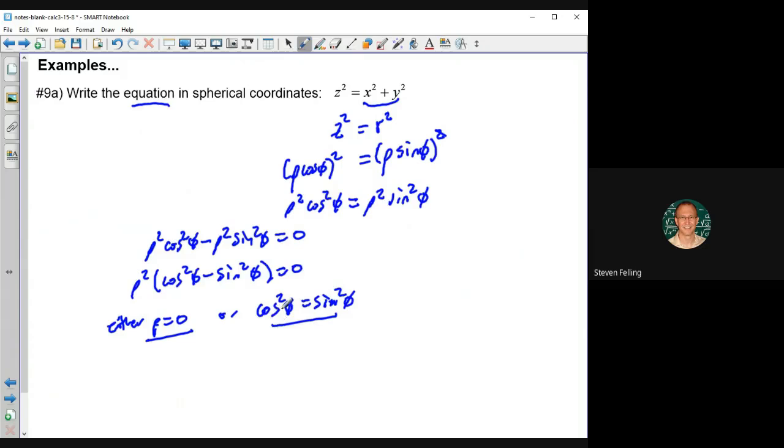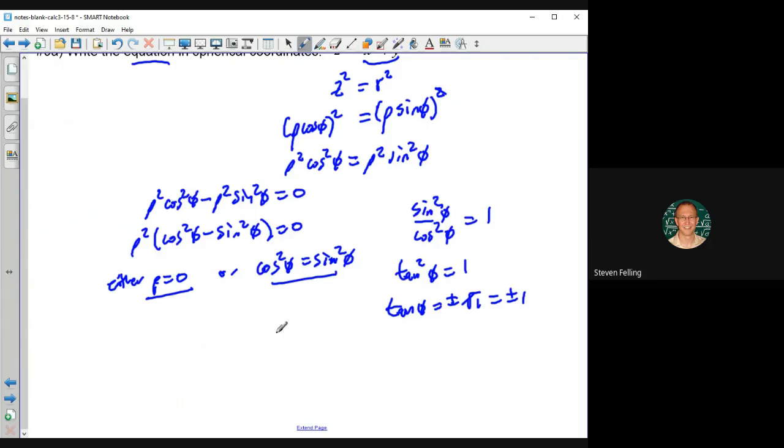So it's more that cosine squared of phi has to be equal to sine squared phi, right? And if you were to do a little manipulation here, you could therefore say sine squared of phi over cosine squared of phi would have to equal 1, right? Which is the same as saying that the tangent squared of phi has to equal 1, which is the same as saying that tangent of phi has to equal plus or minus the square root of 1, which would be plus or minus 1. So there's two possibilities here. You could have tangent of phi equals 1, or you could have tangent of phi equals negative 1.